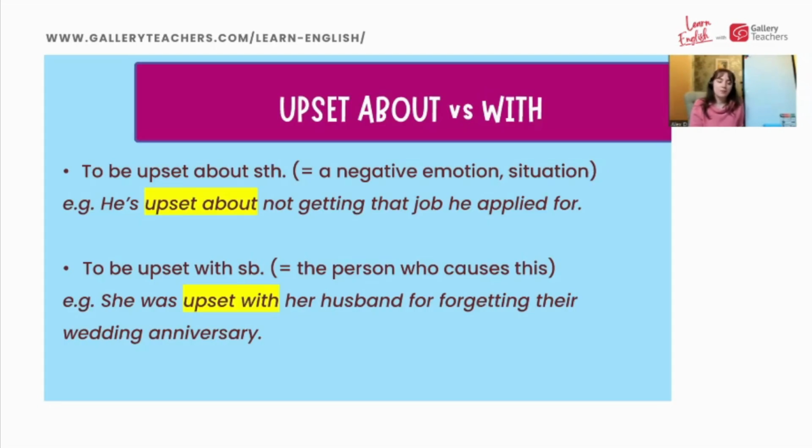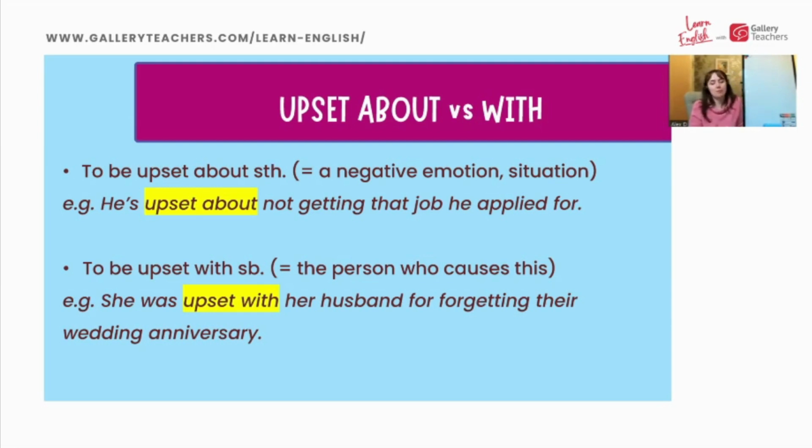So another adjective, emotion, upset. We have both upset about and we have upset with. So they're both for a negative situation, but the focus is different. We can be upset about something. Typically, that's a negative situation. For example, he's upset about not getting that job he applied for. So we're giving here the reason for the disappointment, the negative situation. His job application wasn't successful.